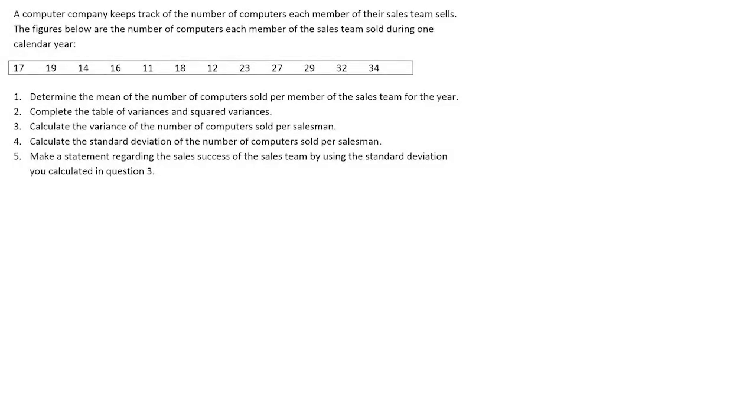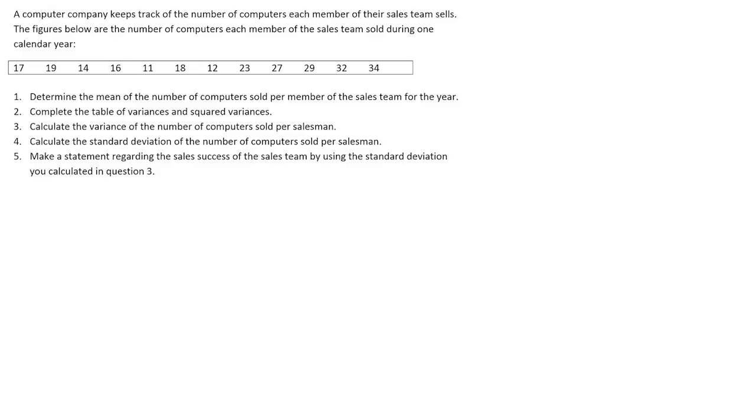Okay, let's look at the next question. A computer company keeps track of the number of computers each member of their sales team sells. The figures below are the number of computers each member of the sales team sold during one calendar year. So there we have the figures. It's 17, 19, 14, 16, 11, 18, 12, 23, 27, 29, 32, 34.